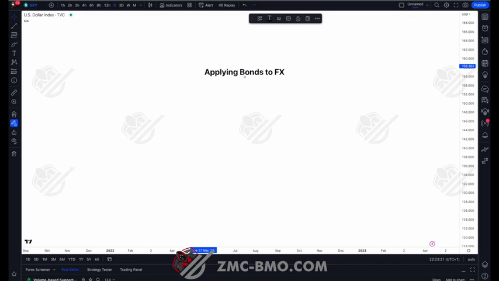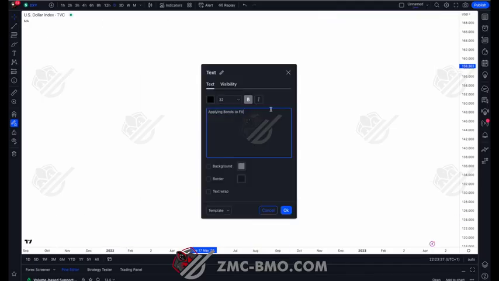Especially during this type of market, in 2023, and it was a massive theme throughout 2022 as well, to be fair. So how do we apply it to FX? This is very, very important. The sort of bonds you want to be looking at are as follows. We'll look at the US Treasuries. We could also look at the bunds, which are the German bonds, and the gilts, which are the UK bonds.